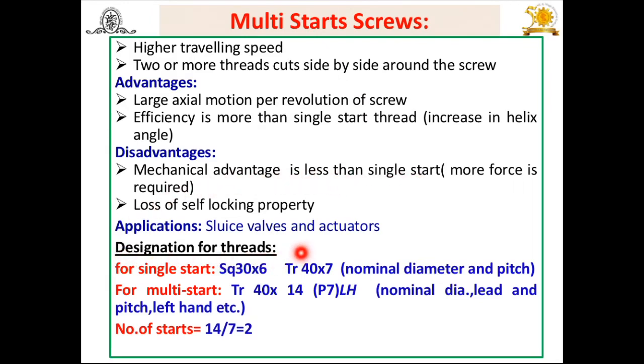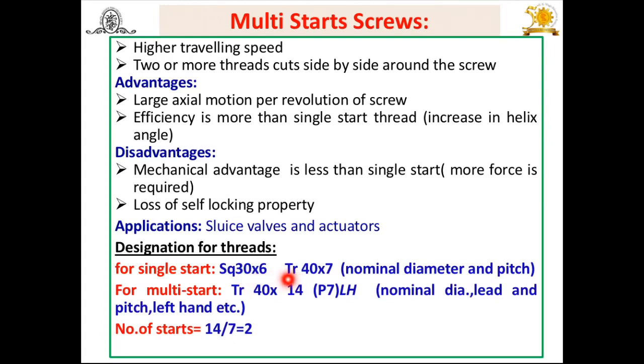Again, designation of the threads. How are the threads designated? Let us take the example of the square thread. For a single start square thread, SQ is written, then 30 by 6. What is the 30? It is the nominal diameter. That means to designate a square thread, SQ is the nomenclature, then 30 means the nominal diameter, then 6 is the pitch, and the nominal diameter and pitch are separated by a cross, the multiplication sign. SQ 30 by 6 means a square thread having nominal diameter 30 and pitch 6.